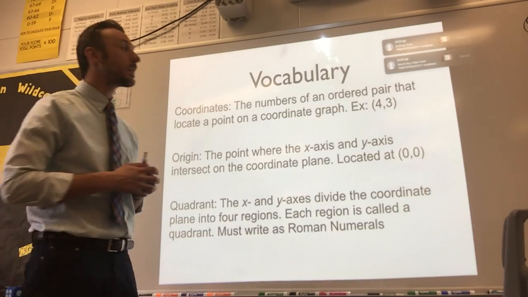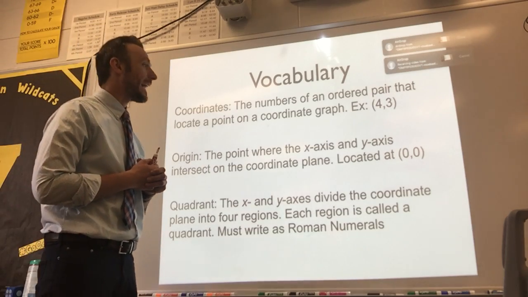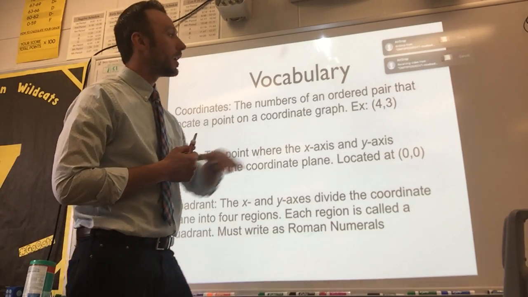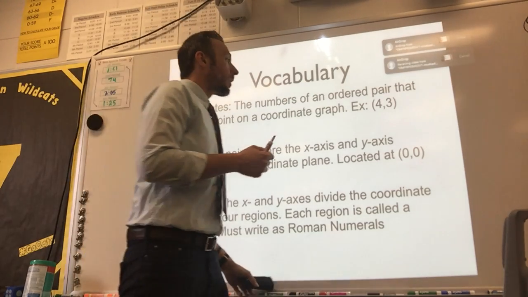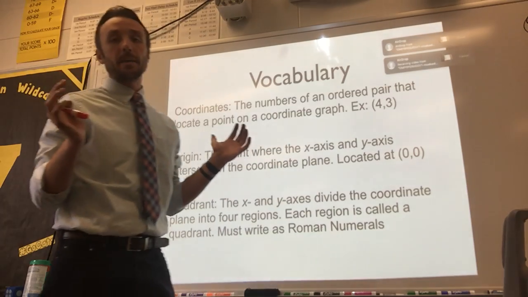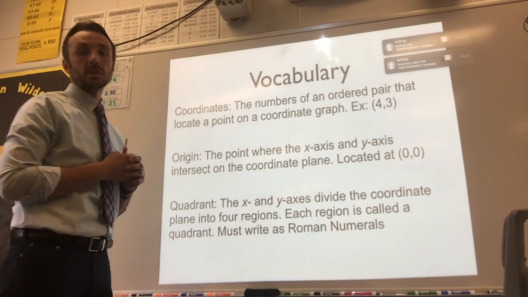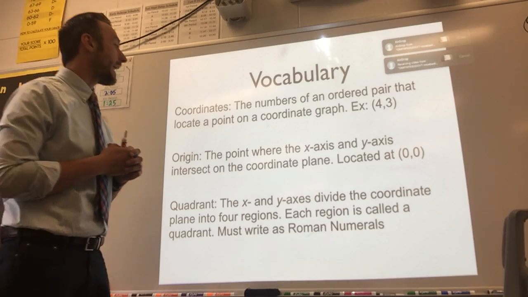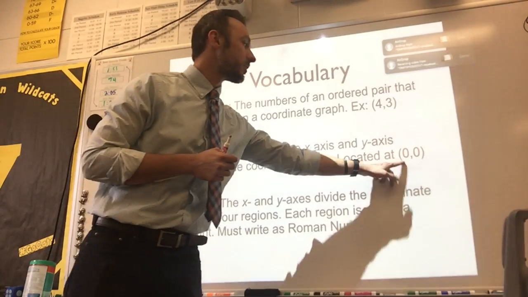Some definitions that we'll need. Coordinates are the numbers of an ordered pair that tell an exact location on a coordinate graph. An example right here is (4, 3). If you notice, an ordered pair has two numbers separated by a comma inside a pair of parentheses. Next we have the origin. The origin is where the x-axis and the y-axis intersect. We'll talk more about that in a second. It's located at (0, 0).